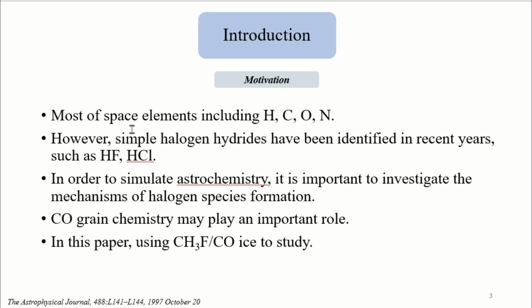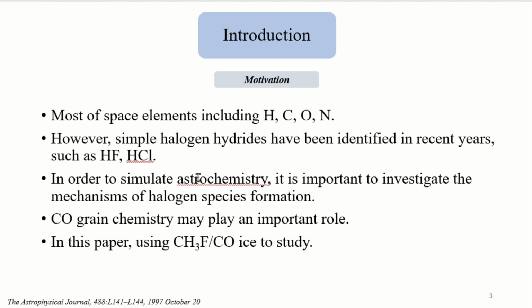Among most space elements, including hydrogen, carbon, oxygen, and nitrogen atoms, it's rare to see halogen species or halogen atoms. However, halogen hydrides have been identified in recent years, but they are very simple halogen hydrides, such as hydrogen fluoride or hydrogen chloride. This is why the authors wanted to know more about halogen species formation, because it's rare.